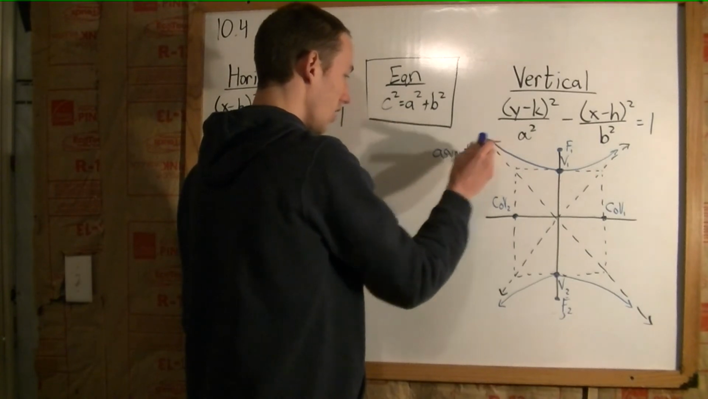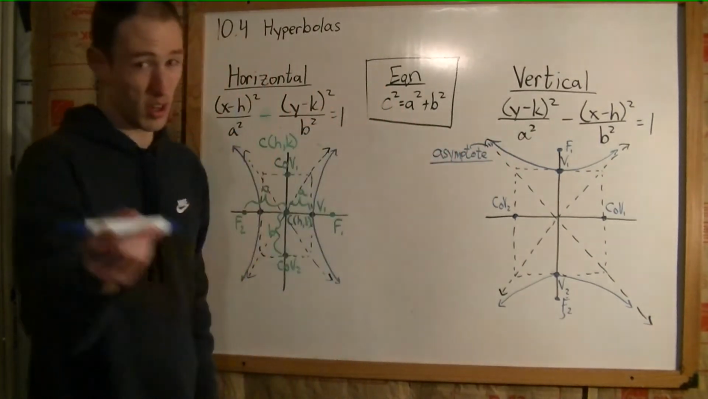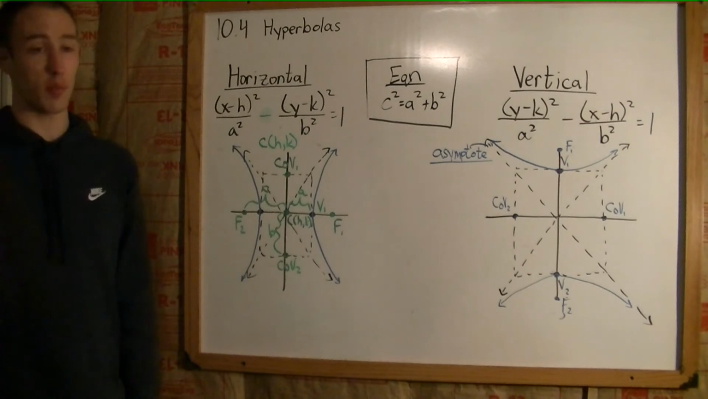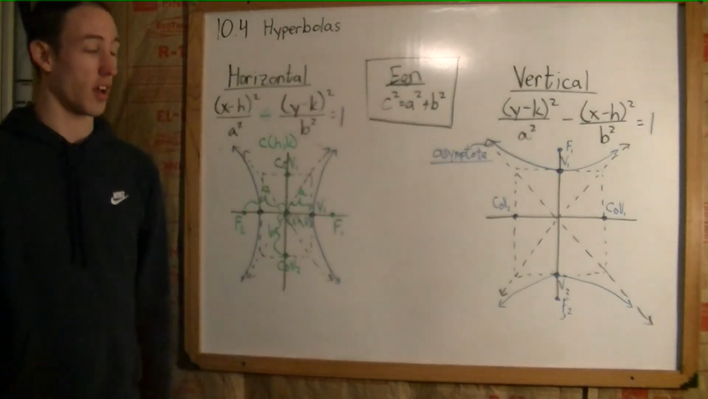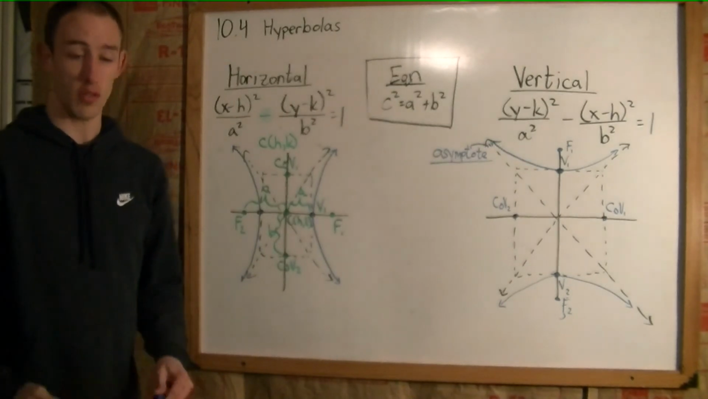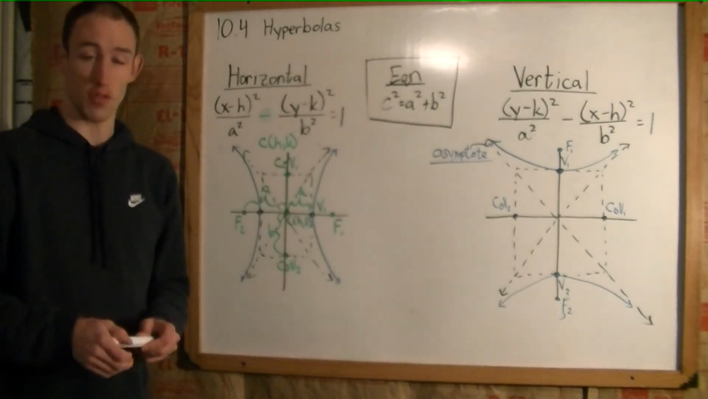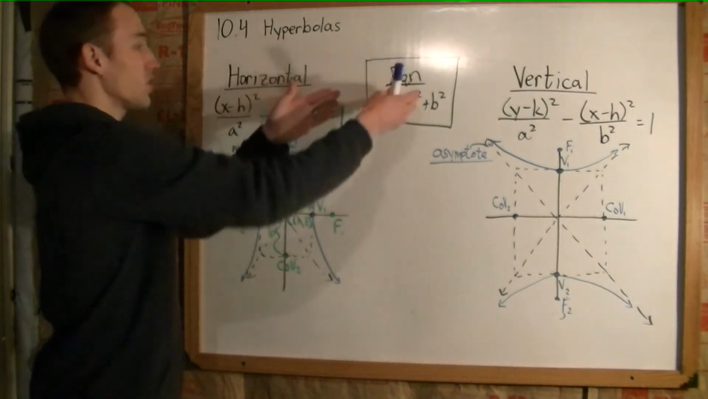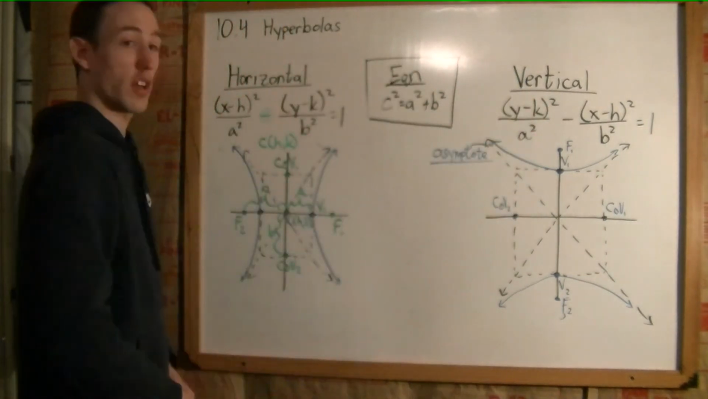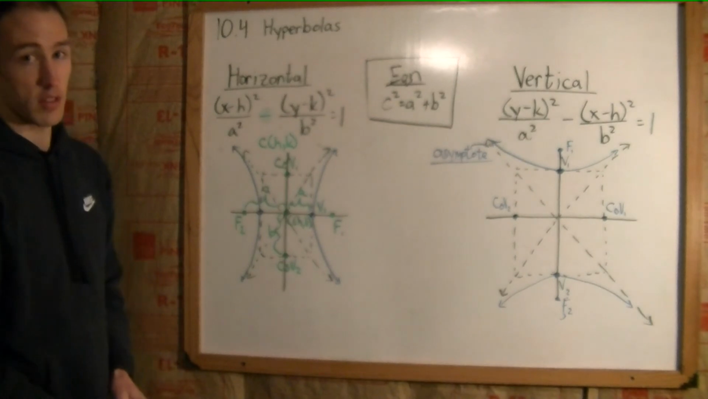And there is an equation for those, and if you want to look it up in your book, go for it. I'm not going to make you memorize those because you can figure those out just by plotting your points for the co-vertices, your vertices, and so on and so forth. Okay, so make sure you know these three equations, and we're going to look at a few examples of how to graph these in just a second.